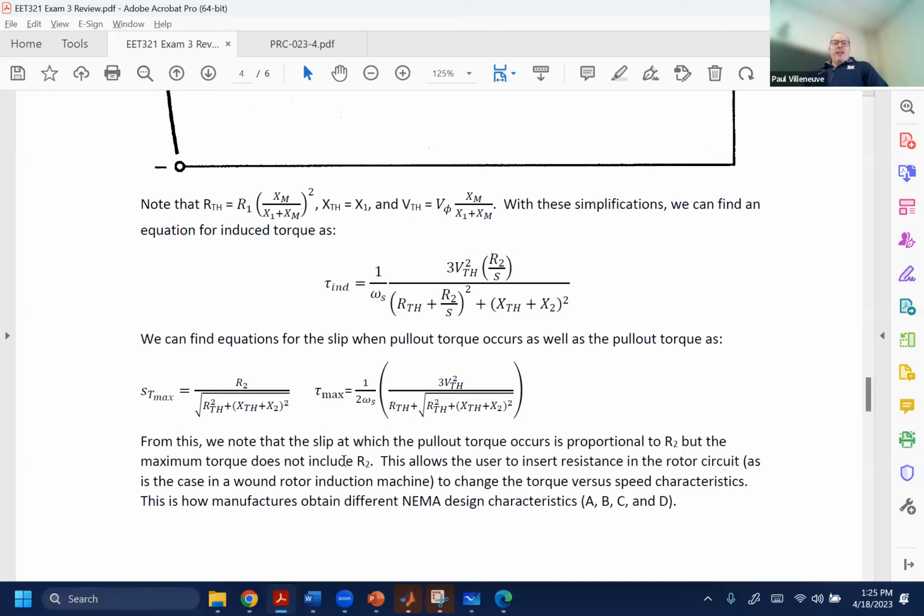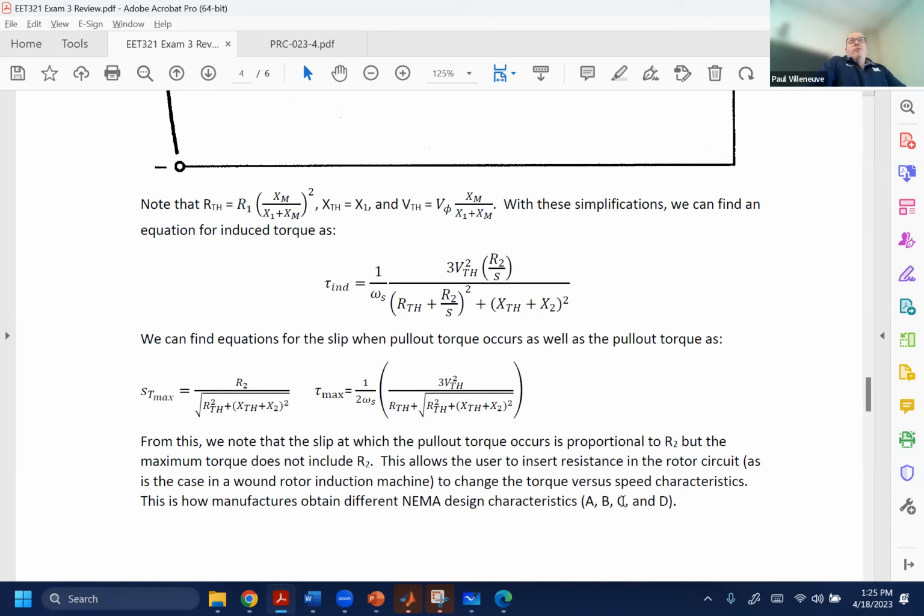And then we saw that where our max slip occurs is directly dependent on R2, but our max torque is not dependent on R2. So manufacturers get different operating characteristics by adjusting the value of R2. And that's how you get different NEMA design characteristics. When I say NEMA, it's NEMA MG1, which is their motor generator standard. They've had that for 100 years.